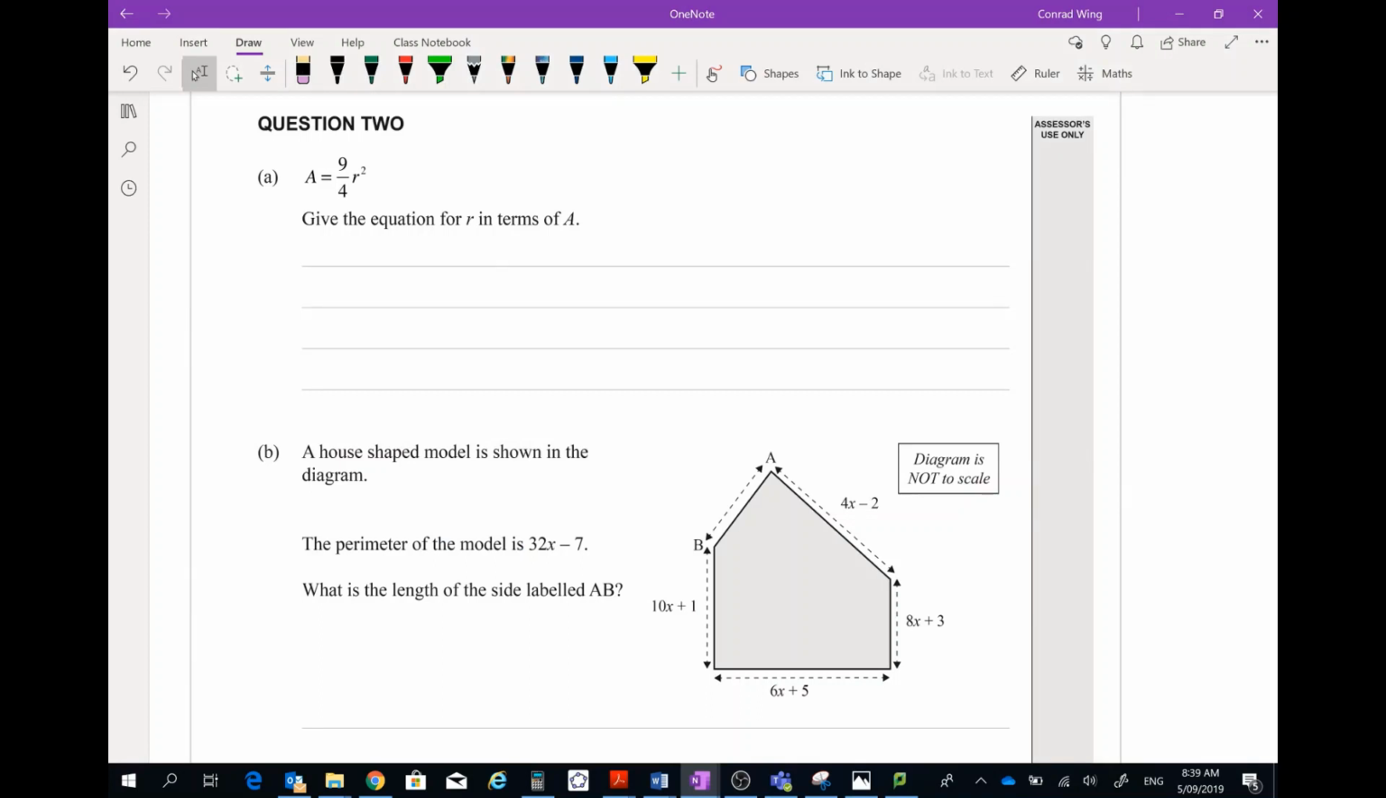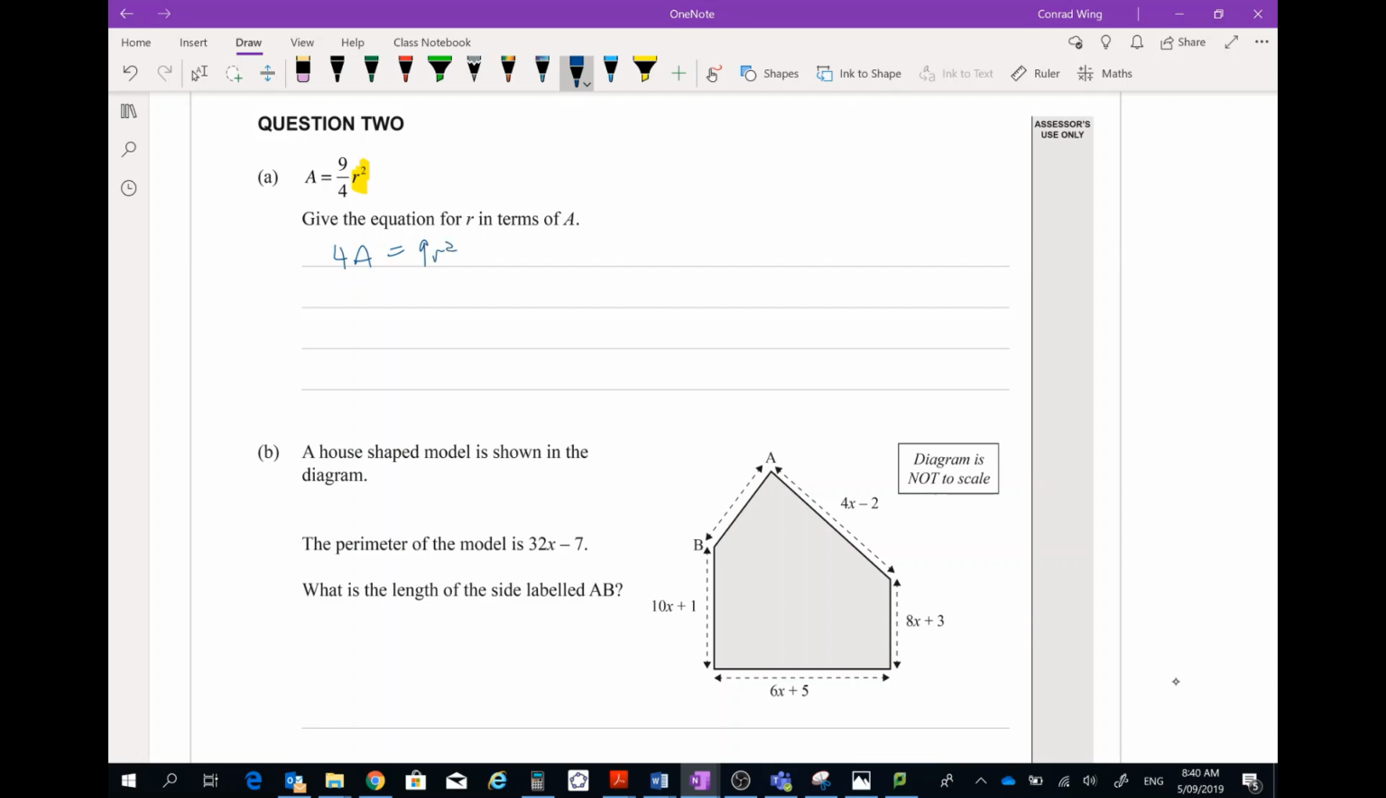All right. Question 2 says, give the equation for r in terms of a. So what are you going to do? Let's go, George. First of all, you times the a by 4, or times it by 4 on both sides to get rid of the 4. Right, you want to isolate the r, so George is going to multiply both sides by 4. So you get 4a is equal to 9r squared.